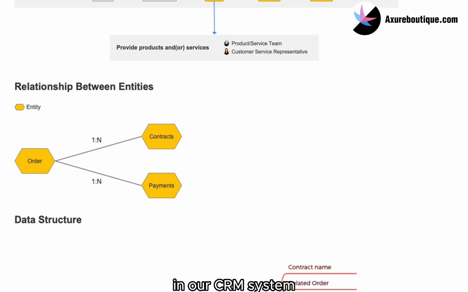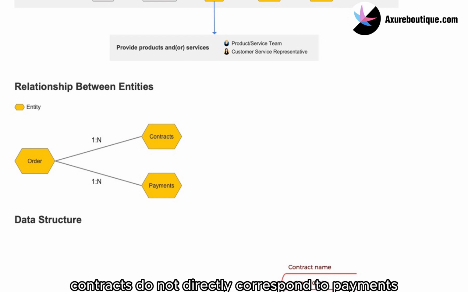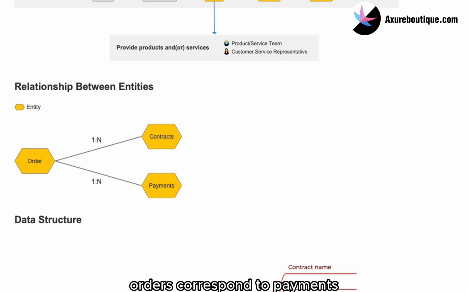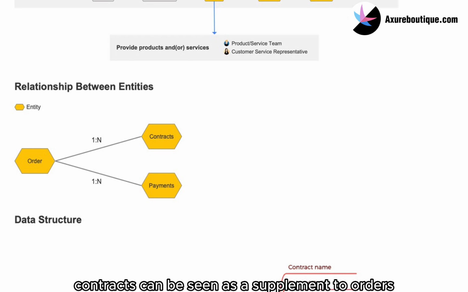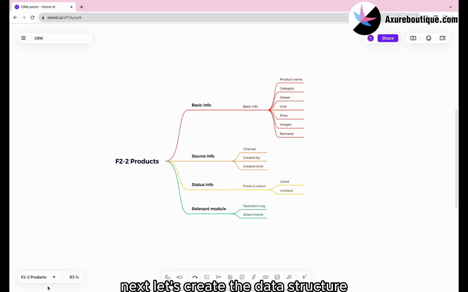In the previous lesson, we mentioned that one order corresponds to multiple contracts. In our CRM system, contracts do not directly correspond to payments, orders correspond to payments, and the relationship between orders and contracts is also one-to-many. This design is relatively simple. Contracts can be seen as a supplement to orders. Next, let's create the data structure.